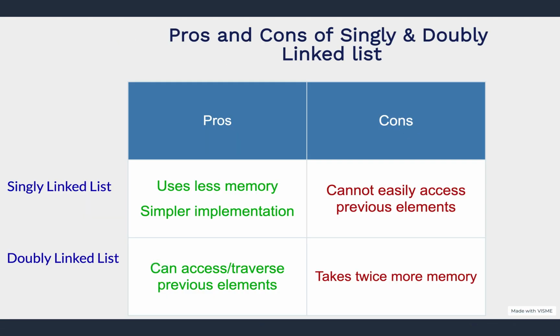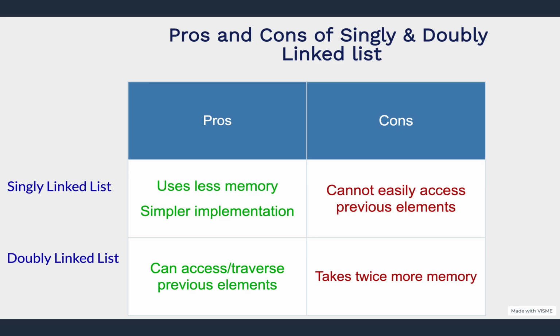Pros and cons of a singly and a doubly linked list. These are the two major kinds of linked lists that we have, so let's compare and contrast. A singly linked list uses less memory. Why? You only need to store the address of the next node. But when it comes to the doubly linked list, you store the address of both the previous and the next node.